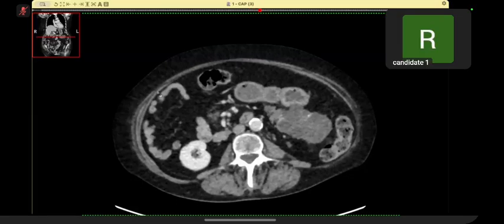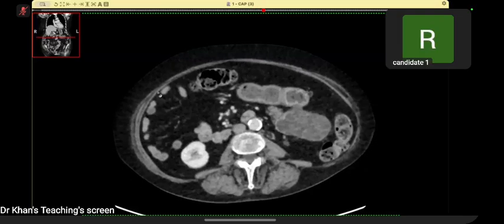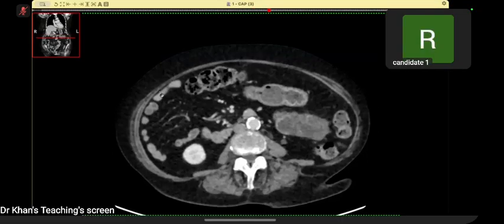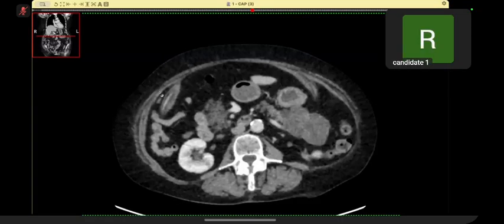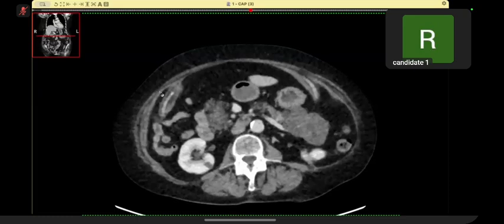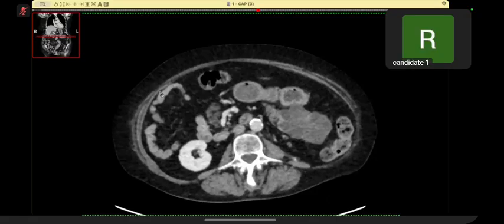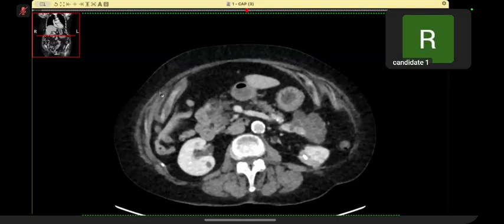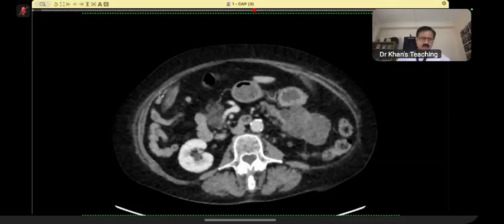the bone windows in the chest to see any metastatic lesions, because the possibility of malignancy cannot be ruled out on imaging alone. And I would refer this patient to hepatobiliary MDT for further management and biopsy correlation. So you're going to advise a biopsy for this.